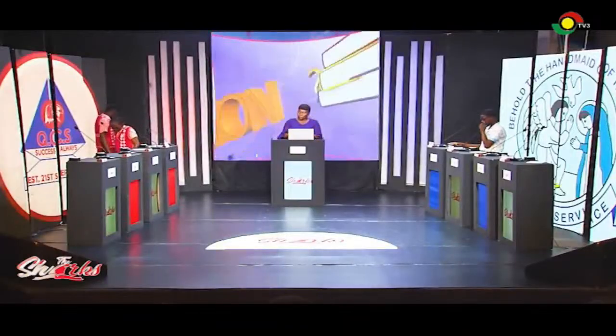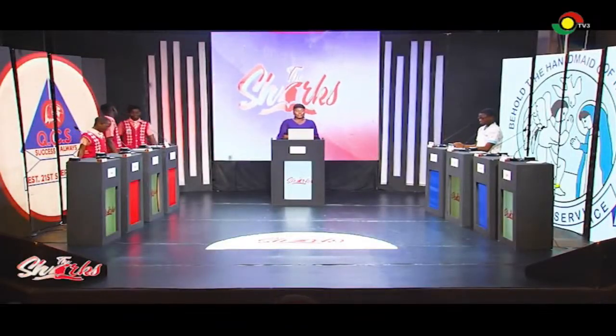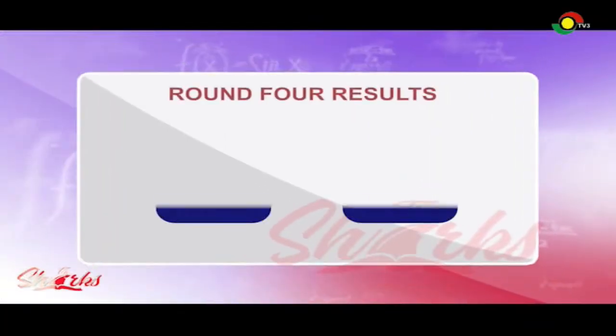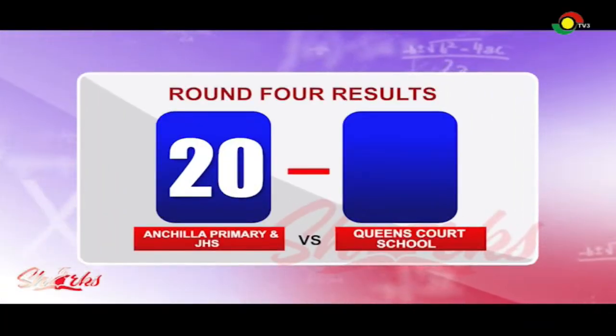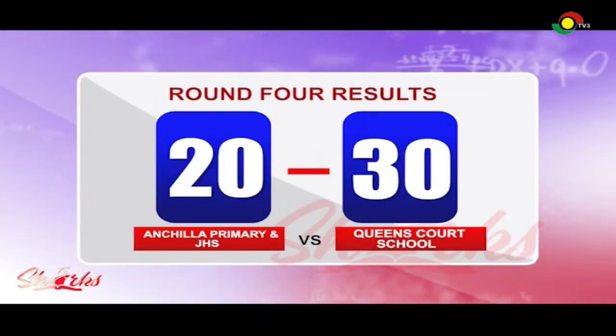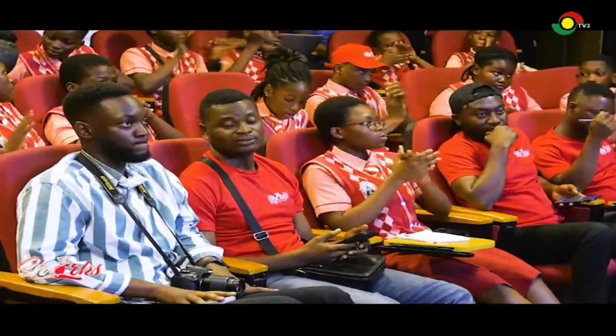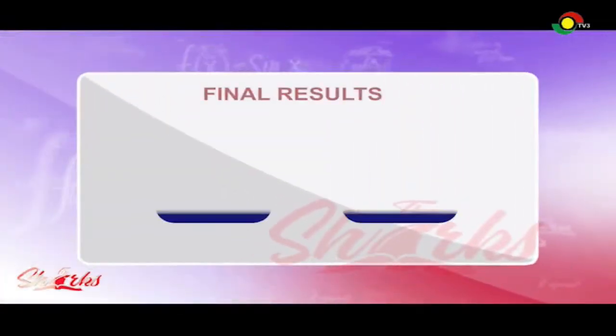Let's see what the scoreboard is. Very tightly fought this round, so let's see what that does to our scoreboard. At the end of the one-on-one round, Anchilla gets 20 points, Queen's Court get 30 points. That brings us to the end of this contest. But who's going through to the semi-finals? We're at the end of our first quarter-final.